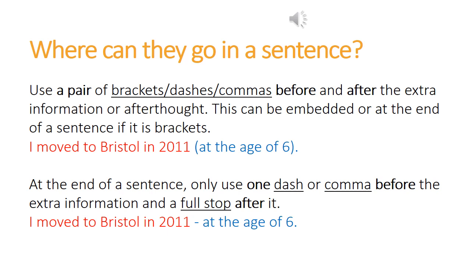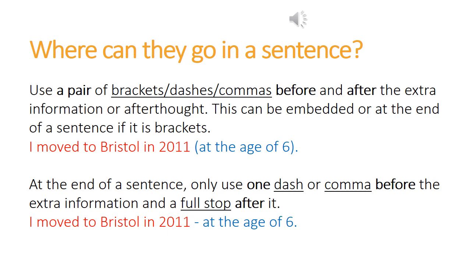However, if you want to use your parenthesis at the end of your sentence, then it must be brackets as a pair. You cannot add a pair of dashes or commas at the end of a sentence. If you want to use other punctuation at the end of your sentence, you must only use one dash or comma before the extra information and a full stop after it.